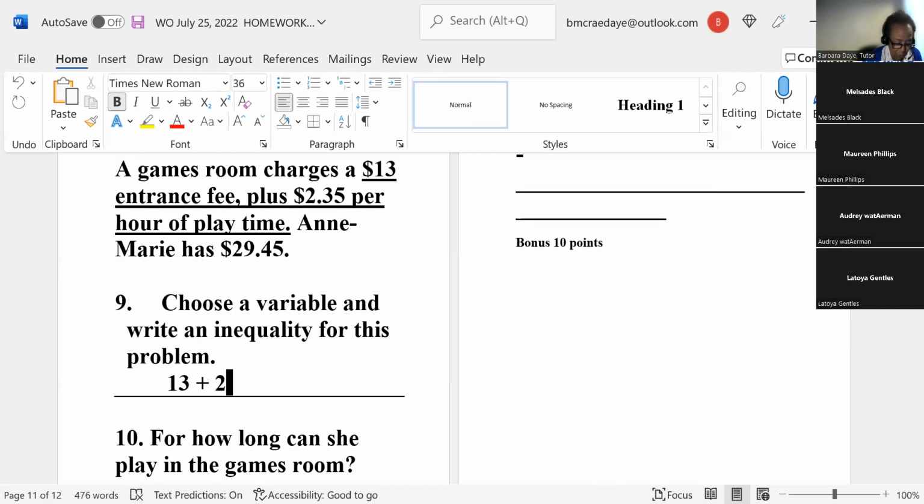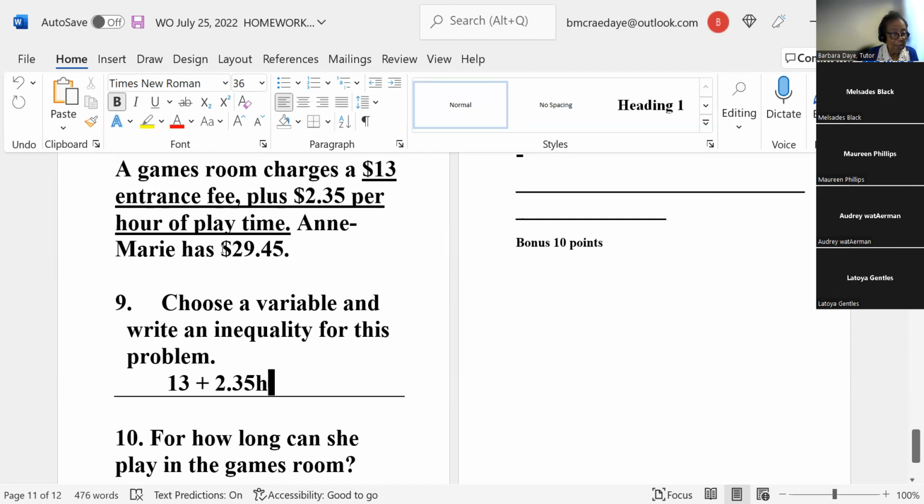So it'd be 2.35, and we'll just say times H for the hour. Right? Fixed fee plus variable. The fixed fee is the interest, $13. The 2.35 is per hour, so that's multiplied by the number of hours.